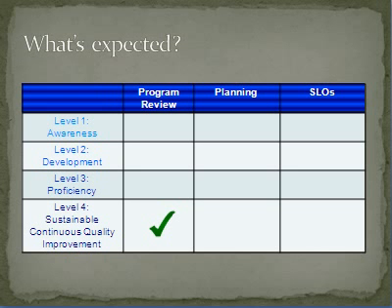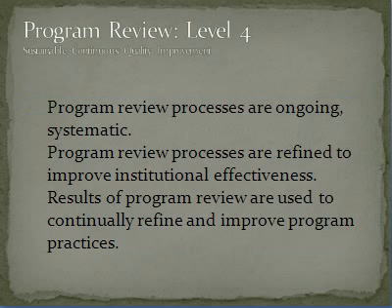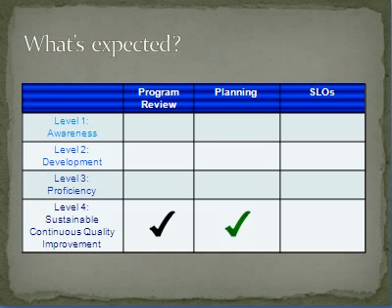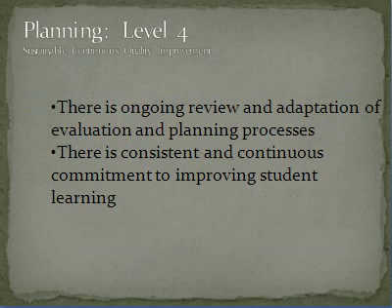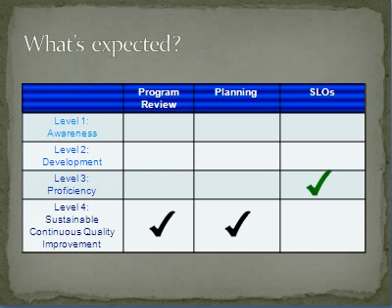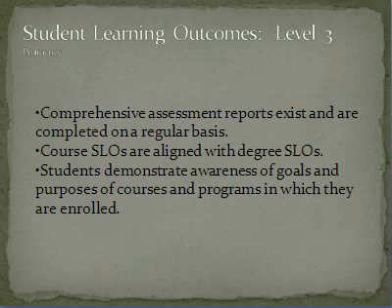And then ACCJC expects that we're going to be at a particular place with planning, program review planning, and SLOs. They want us at level 4 by 2011 or 2012, I think. I'm not sure. So this is what they mean by that. And then, planning, they want us at level 4. This is what they mean by that. And then for SLOs, we're supposed to be at proficiency. Tracy will correct me if I'm wrong, but I think it's by 2011. So this is what they mean by that.